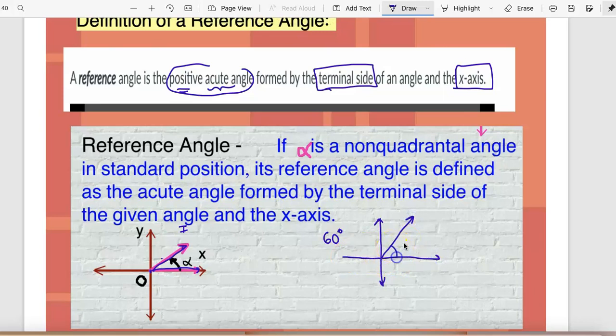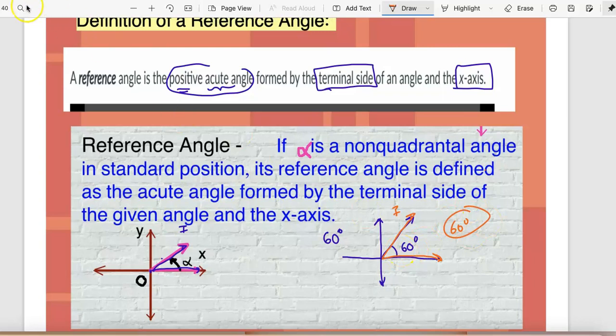This is 60 degrees. So what will be the reference angle? Let me change the color over here. The reference angle is the angle which is formed by the terminal side, this is the terminal side over here, and the x-axis. So this is your x-axis over here. In the first quadrant, usually all of these are reference angles. This 60 degrees is the reference angle for this one.